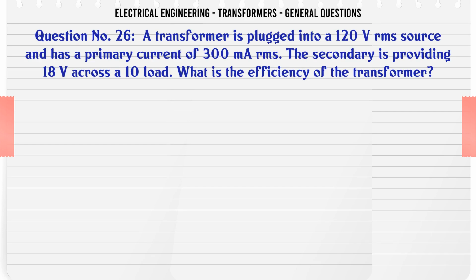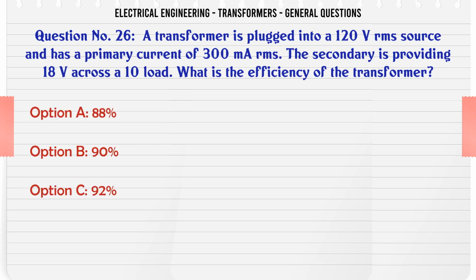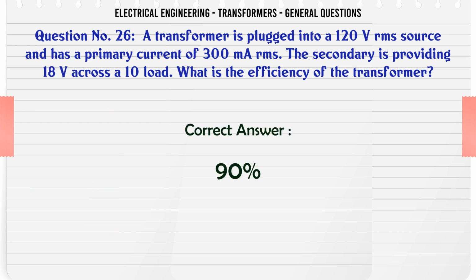A transformer is plugged into a 120 V RMS source and has a primary current of 300 mA RMS. The secondary is providing 18 V across a 10 Ω load. What is the efficiency of the transformer? A. 88%, B. 90%, C. 92%, D. 95%. The correct answer is 90%.